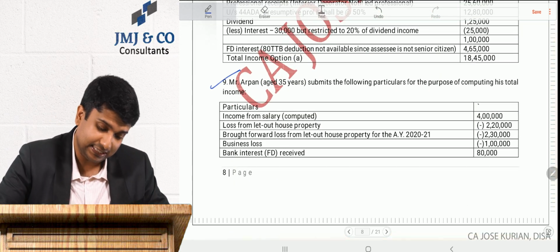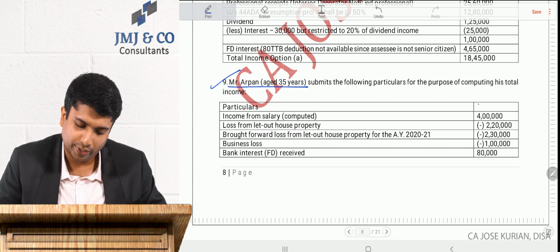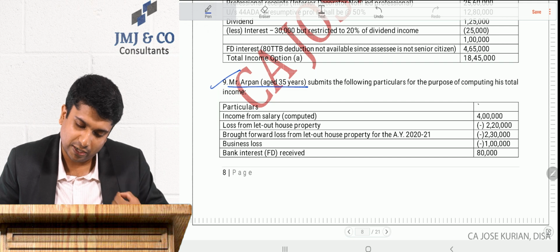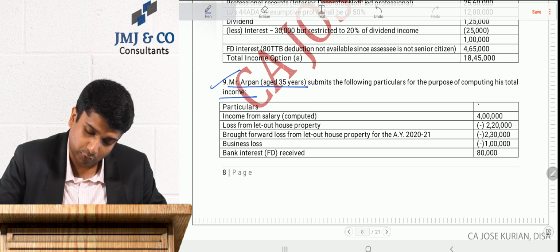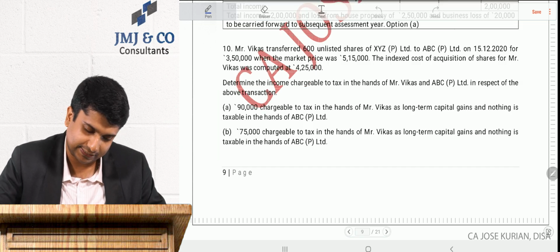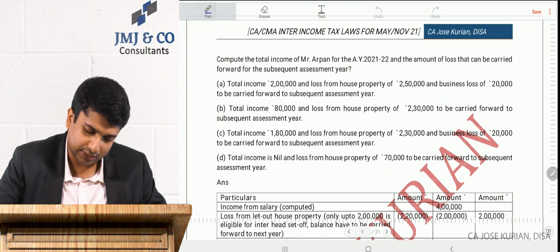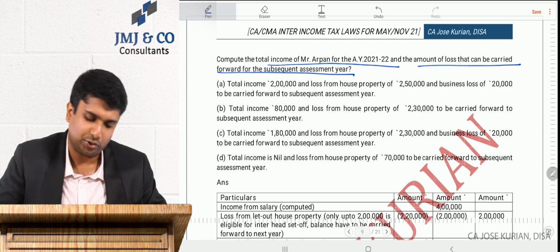That is question number 9. Mr. Arpan, age 35 years, submits the following particulars for the purpose of computing his total income. Alright, so income from salary computed, then loss from let out house property given, brought forward loss from let out house property 230, business loss given, bank interest given. Now compute the total income of Mr. Arpan for assessment year 21-22 and amount of loss that can be carried forward for the subsequent assessment year.